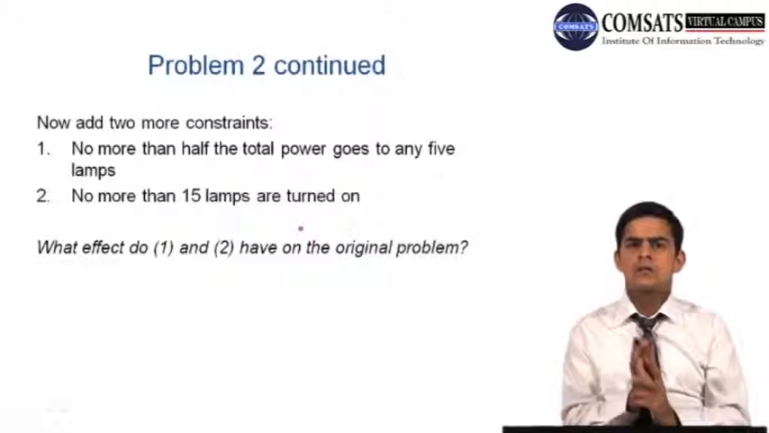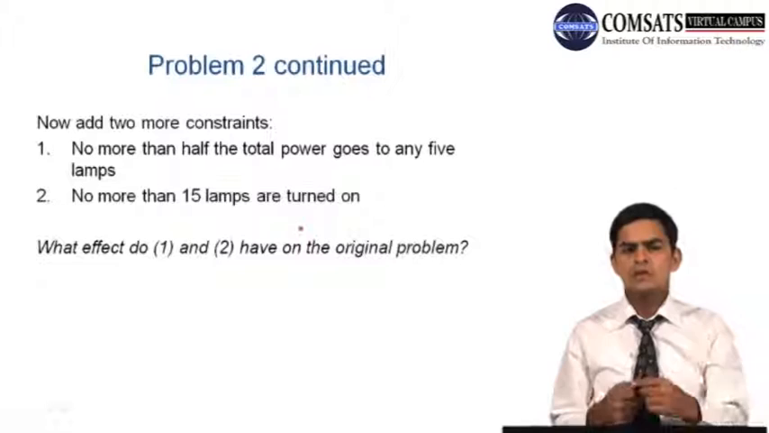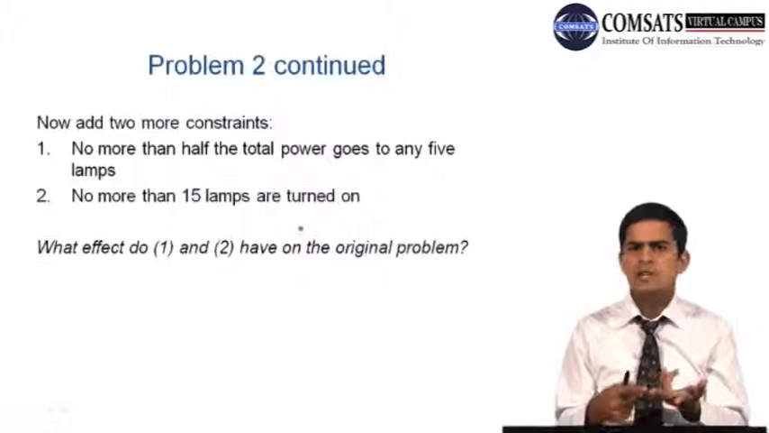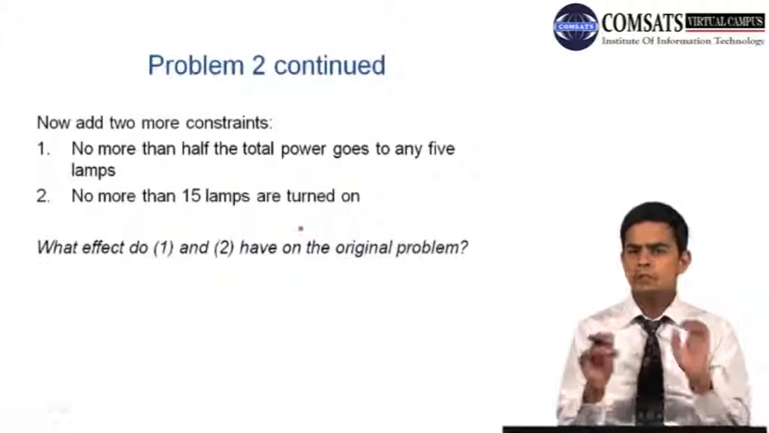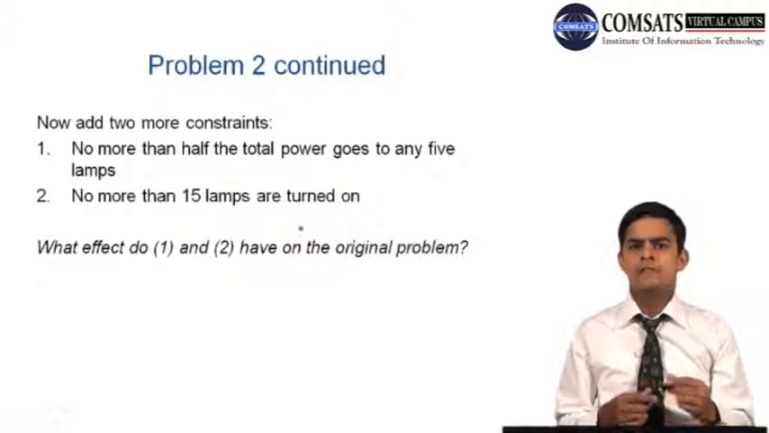Okay, so you want to again optimize the solution of this problem while taking into consideration all these things. So your constraints are, for example, you cannot turn on more than 15 lamps. Your second condition is that you should provide the desired level of lighting to certain areas. Every area should have its desired level of lighting. And the third condition is you should not provide more than half of the electricity to five lamps. Okay, so these are the three conditions.